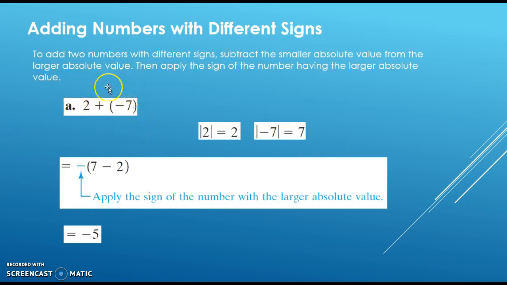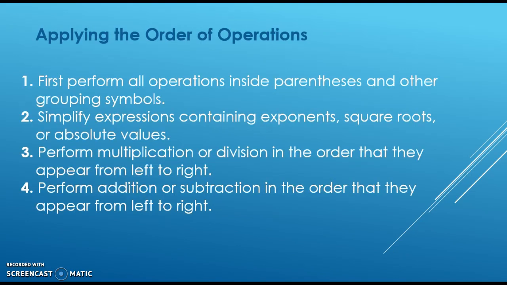What if they have different signs? Well, we subtract the number parts. 7 minus 2 is 5, and we keep the sign of the one with the largest absolute value. So in this case, 7. And then I also included the rules for multiplying and dividing signed numbers, as well as order of operations, which are very important and will be going forward.